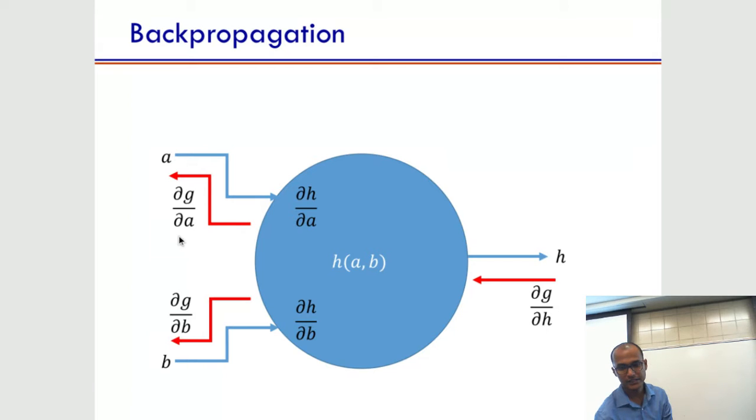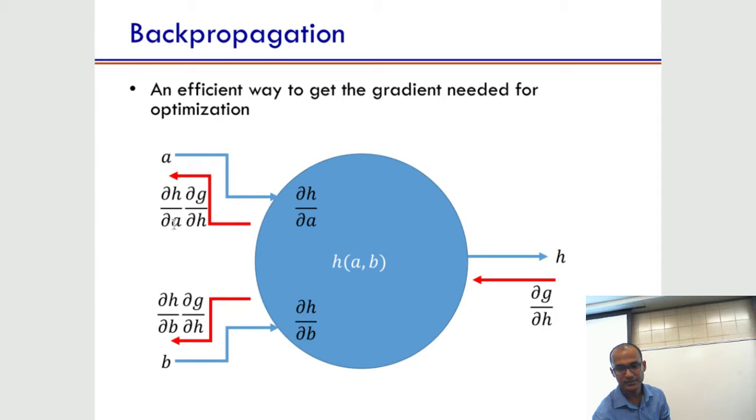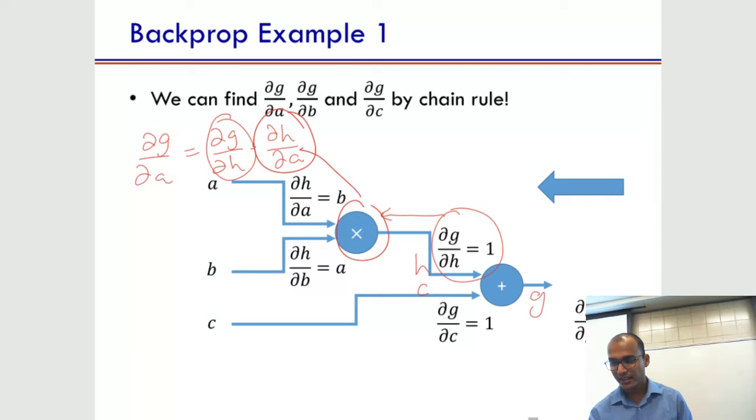So the gradient of g with respect to a is nothing but the gradient of h with respect to a times the gradient of g with respect to h. Whatever the incoming gradient is, which could be a vector, times the local gradient, which could also be a vector, you multiply these two and get the gradient with respect to a. Or it could be scalars. We'll actually see that nuance right now.